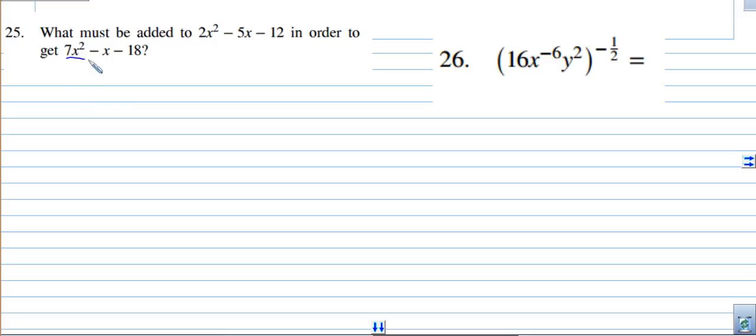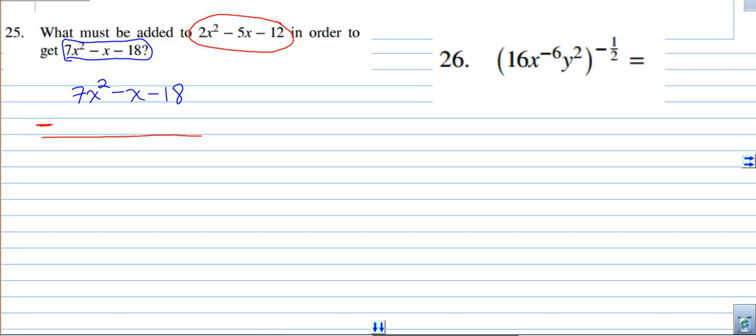And so what we'll do is we'll take our answer, which is this one, 7x squared minus x minus 18, and we'll subtract this one. So we will take this polynomial right here and subtract it. So we're going to subtract, okay? And I'll write it in green. 2x squared minus 5x minus 12. And the key here is to remember that when you subtract something, really you just change all the signs. So we'll do it as we go.